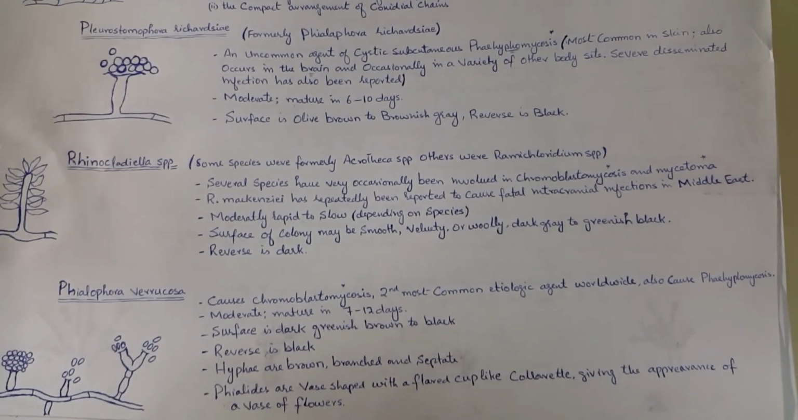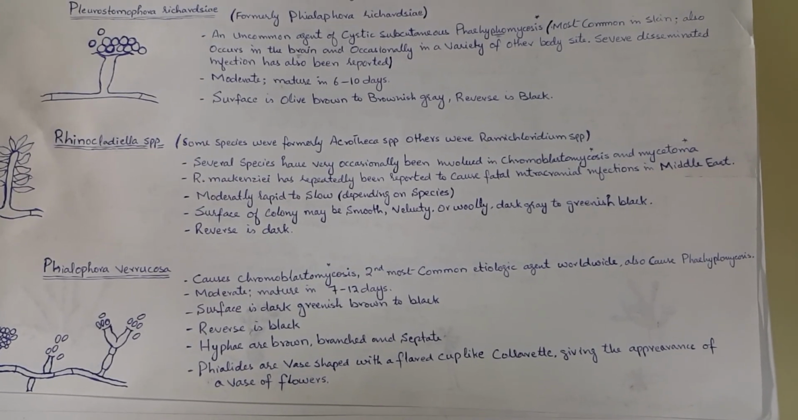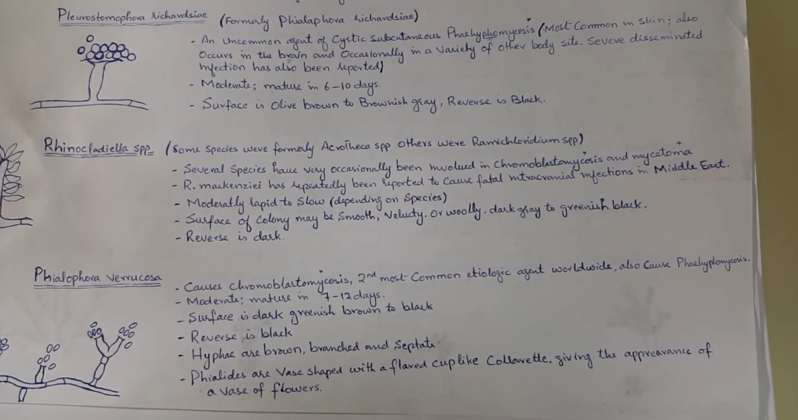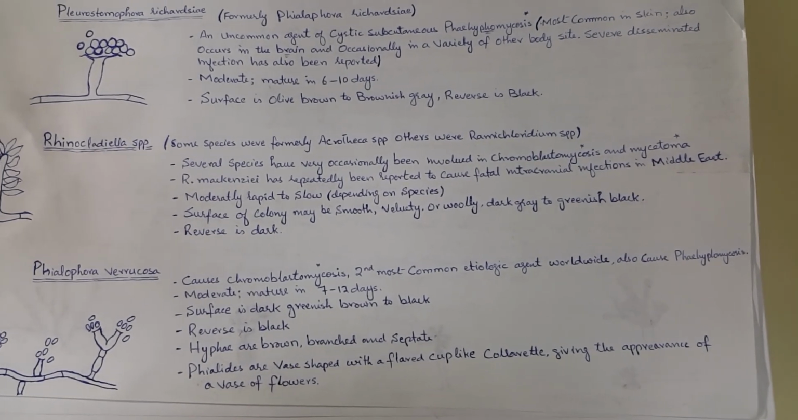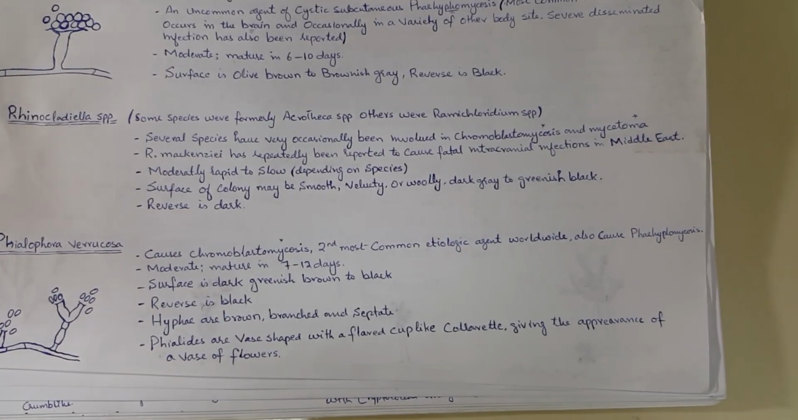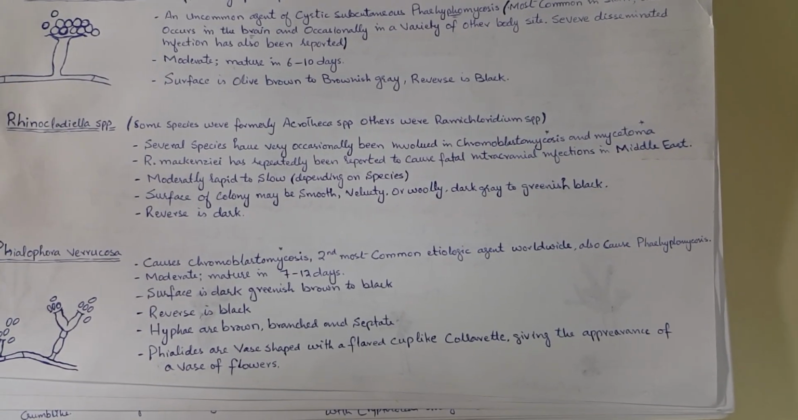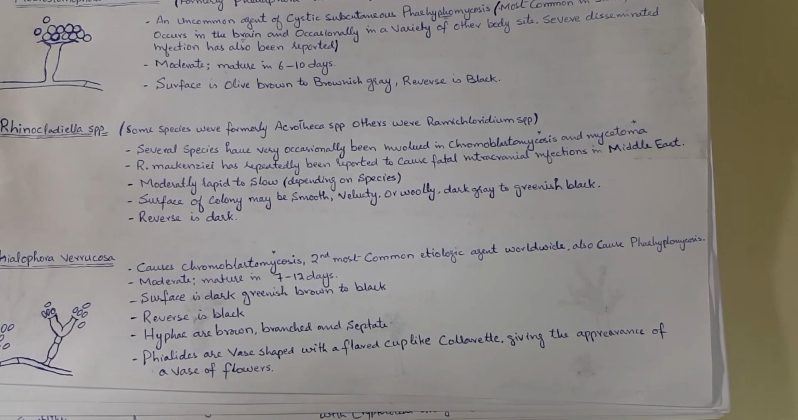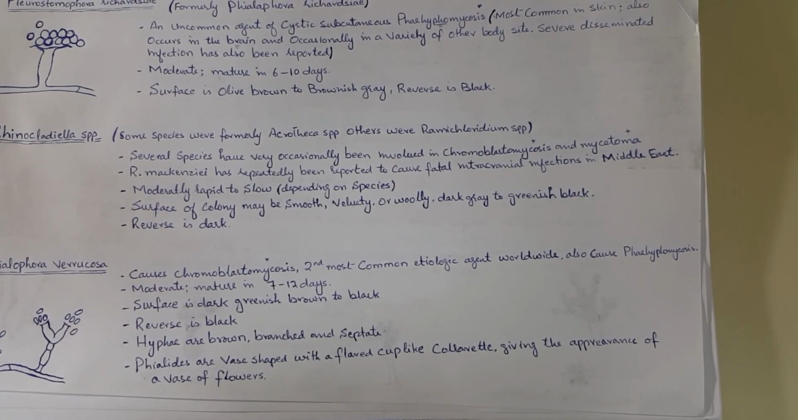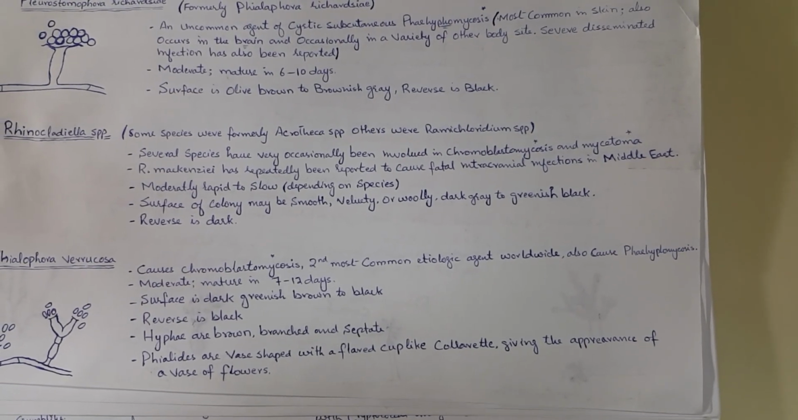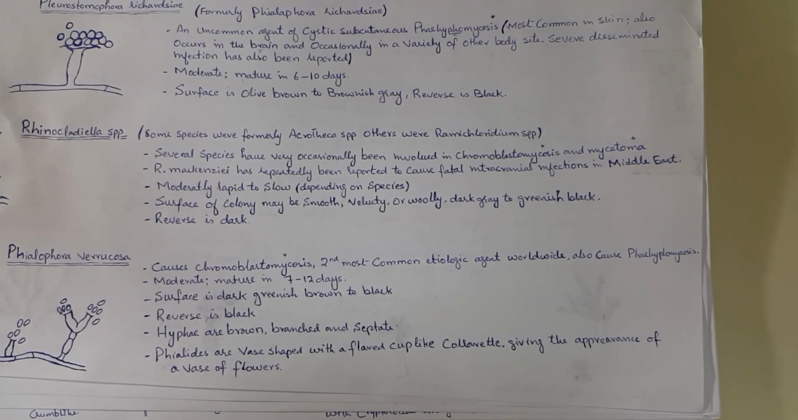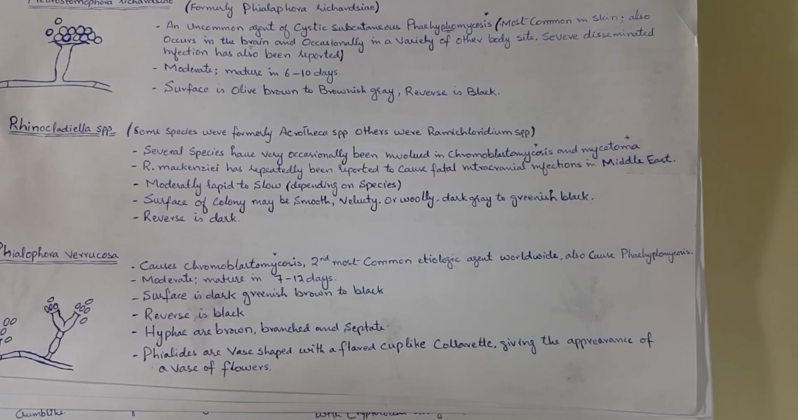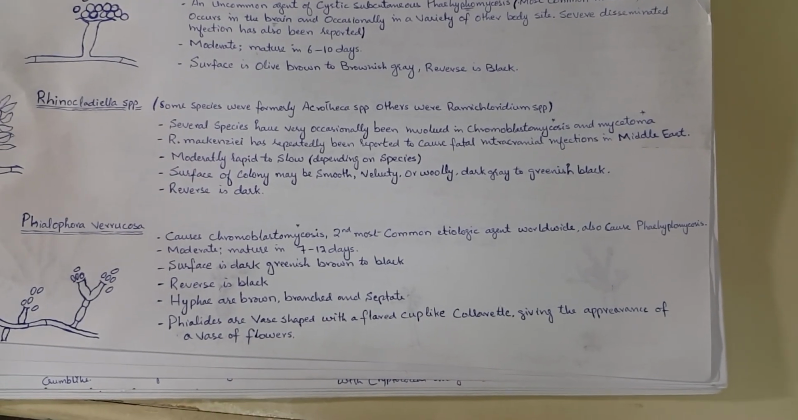Another organism in dematiaceous fungi is Rhinocladiella species. Some species were formerly Acrotheca species, others were Rhinocladium species, and several species have occasionally been involved in chromoblastomycosis and mycetoma. Rhinocladiella mackenziei has repeatedly been reported to cause fatal intracranial infection in the Middle East. Growth is moderately rapid to slow, depending on the species, and the colony surface may be smooth, velvety or woolly, dark gray to greenish black, and the reverse is black.